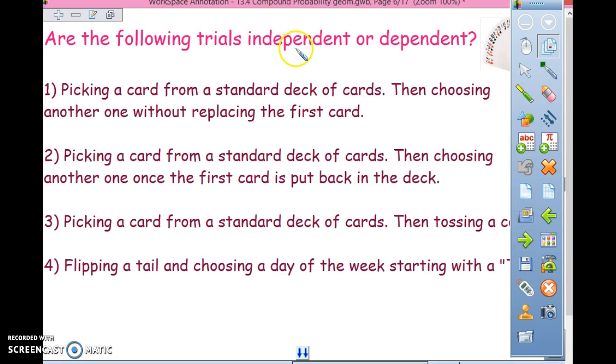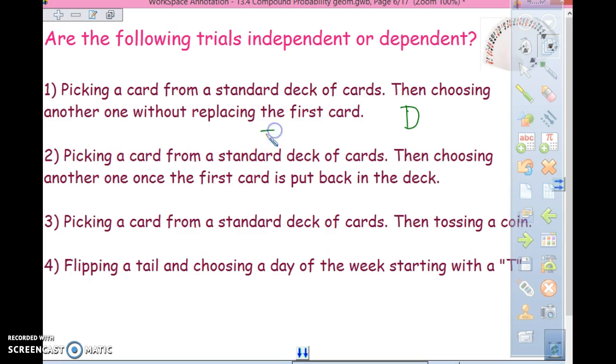So let's get focused on independent or dependent. Number 1, picking a card from a deck of cards, then choosing another one without replacing it. Are these independent or dependent? They're dependent. On the first draw, my sample space would be 52. On the second draw, I have a card in my hand, so now my sample space is 51.